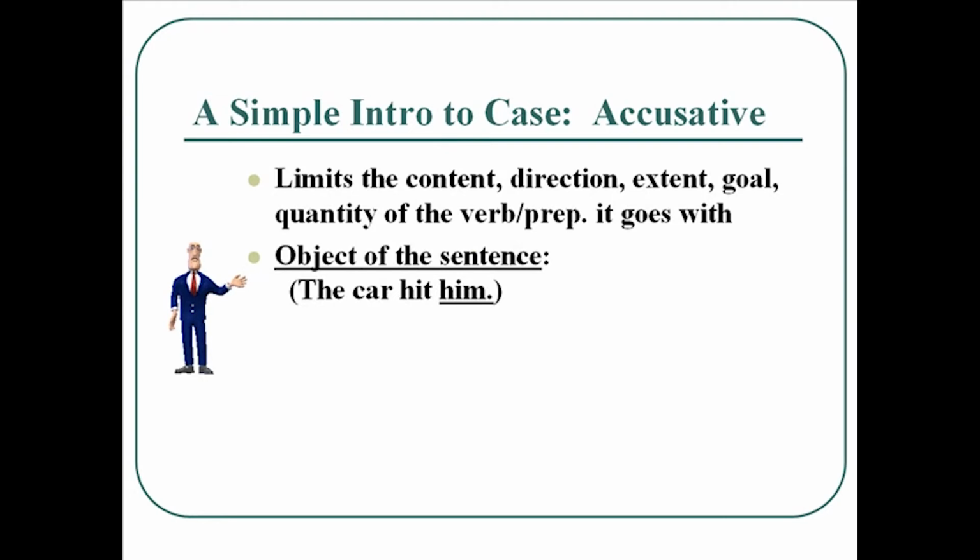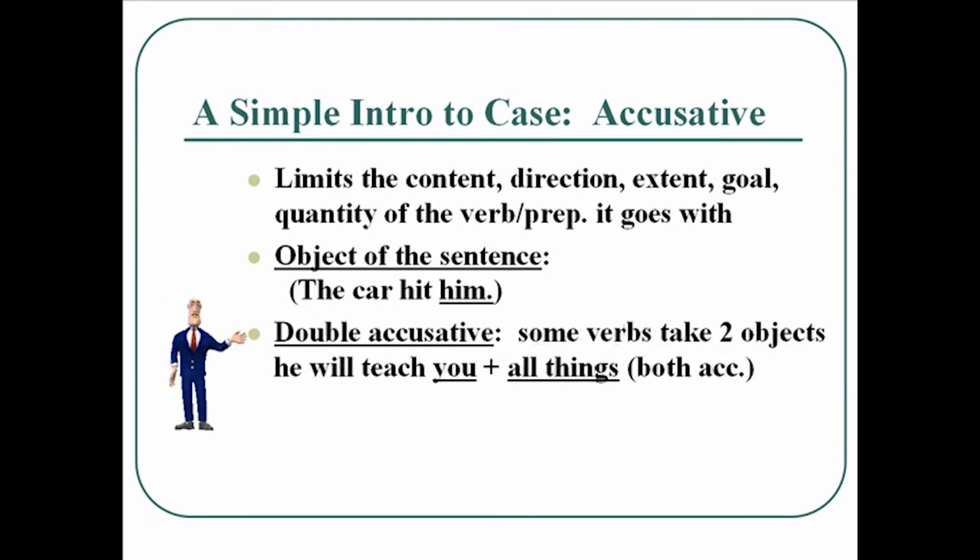So, for example, in English, you have the car hit him. Him is the object of the verb, limiting what was hit, so it would be in the accusative in Greek. The car hit the pole. The pole would be in the accusative in Greek. Now there is also a double accusative with some verbs which take 2 objects. So for example, in a sentence like this, he will teach you, accusative, all things, accusative. So both you and all things are accusative.